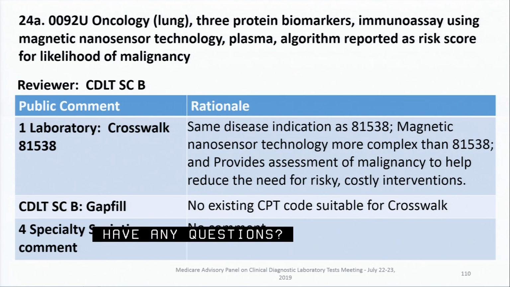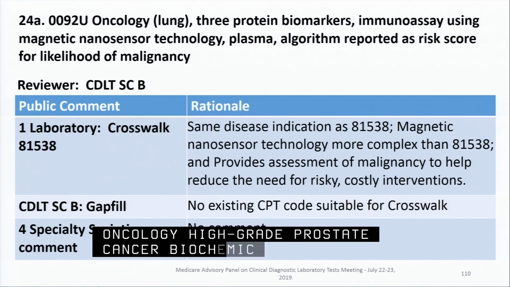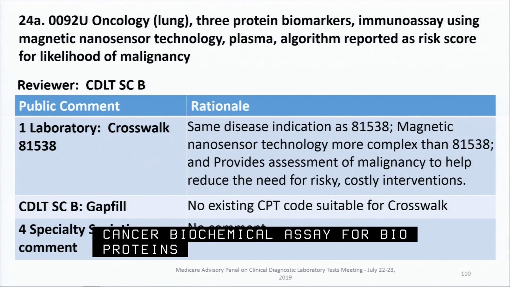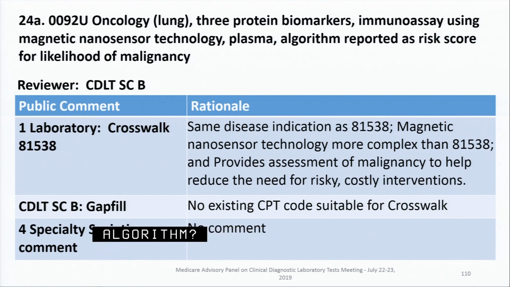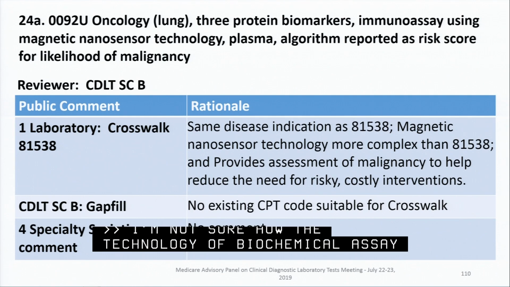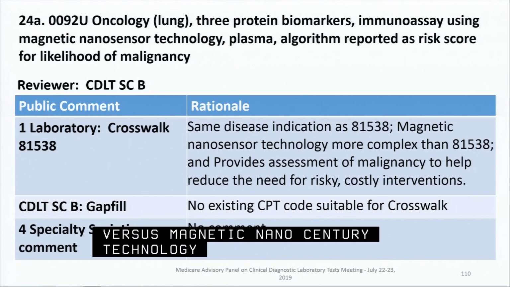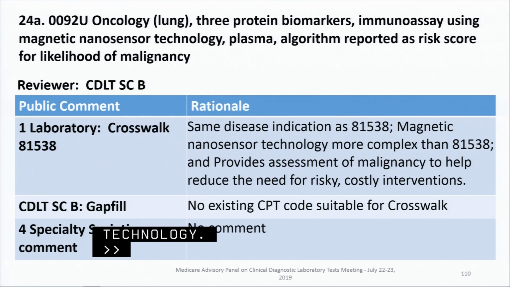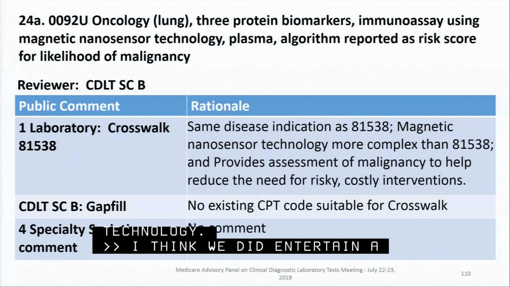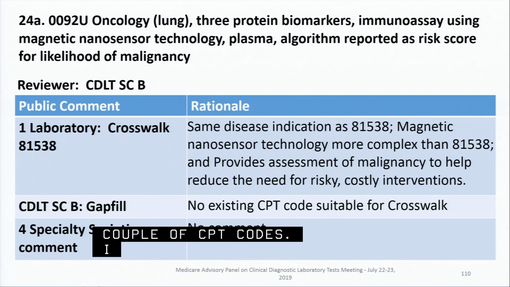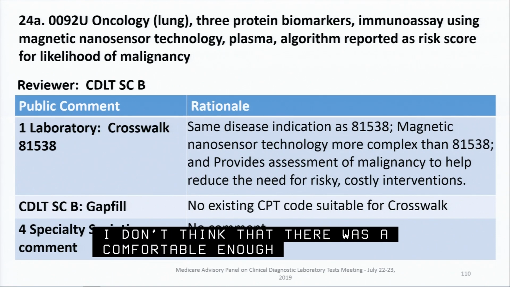Did we look at 81539, oncology, high-grade prostate cancer biochemical assay for proteins utilizing plasma or serum prognostic algorithm? I'm not sure how the technology of biochemical assay versus magnetic nanosensor technology, if that would be similar. And I think we did entertain a couple of CPT codes, but I don't think that there was a comfortable enough feeling amongst everyone on the committee that that would be a solid crosswalk.